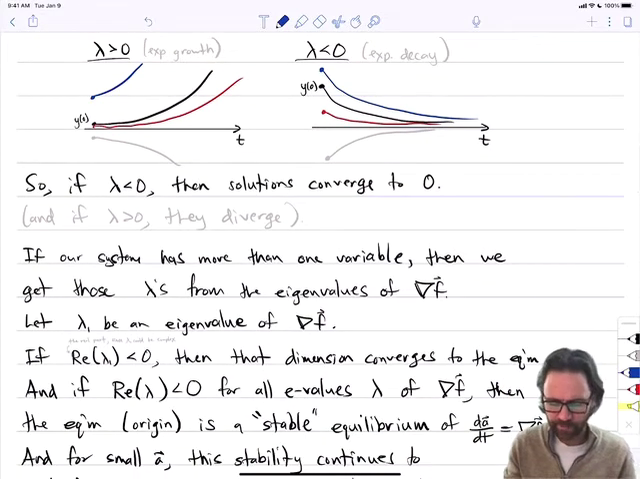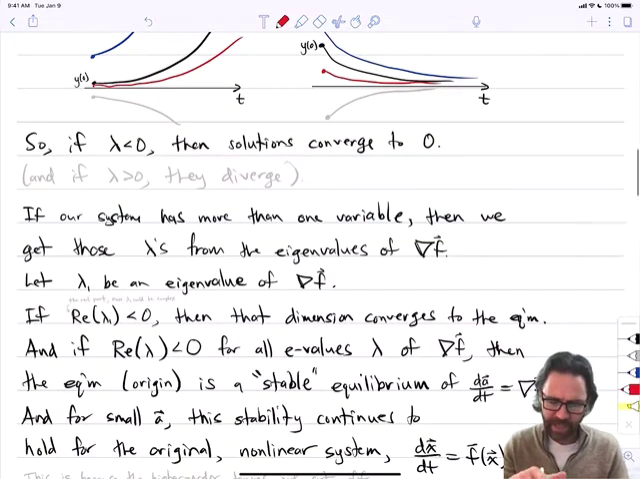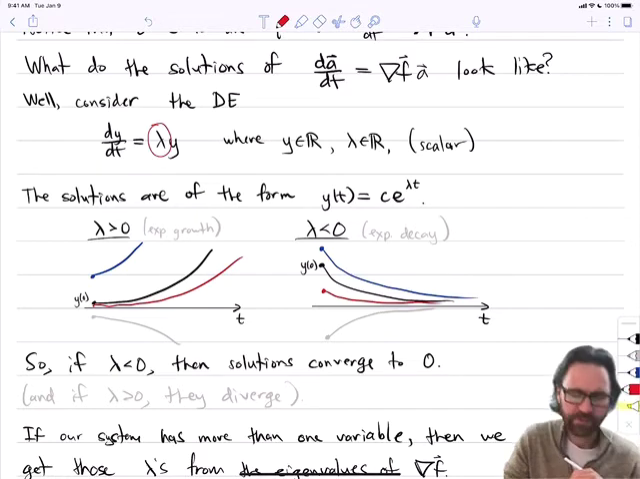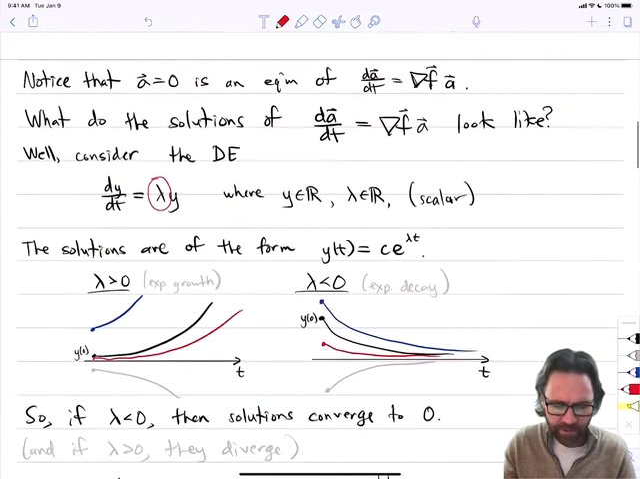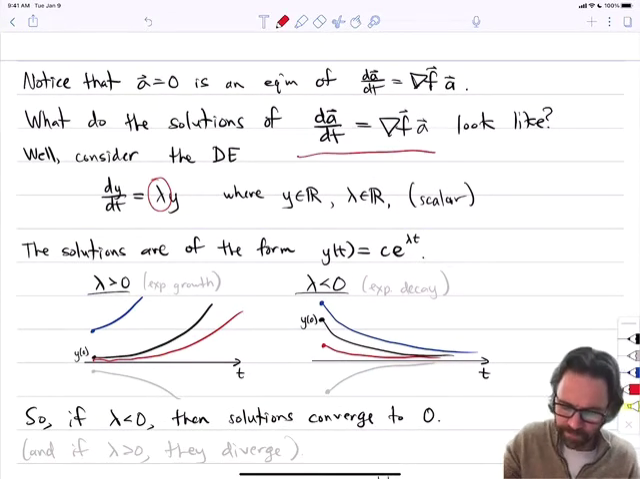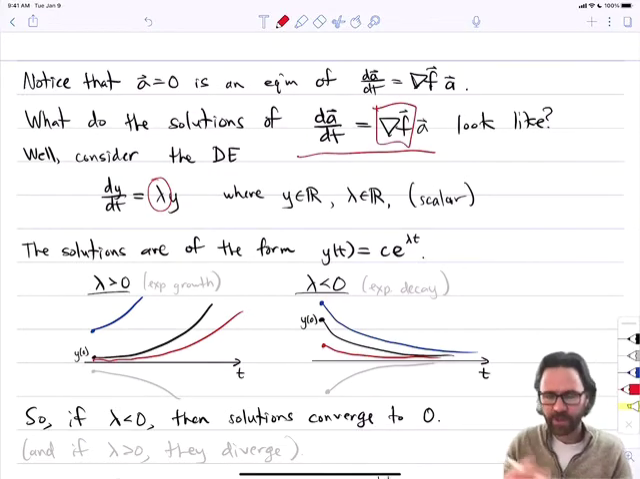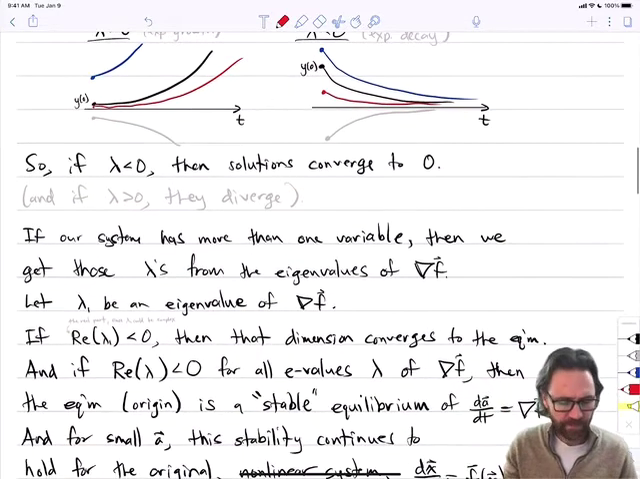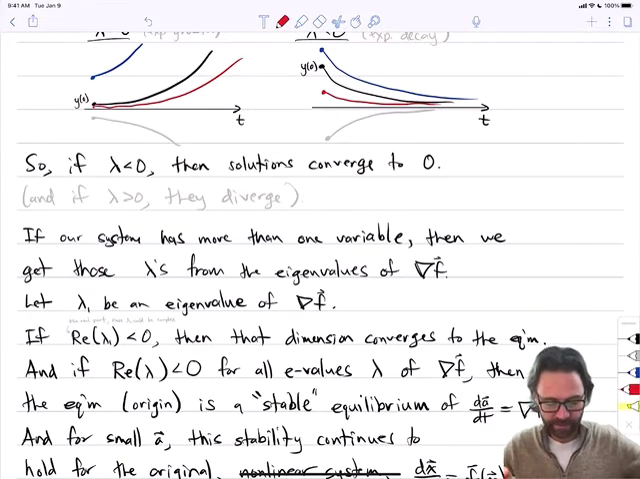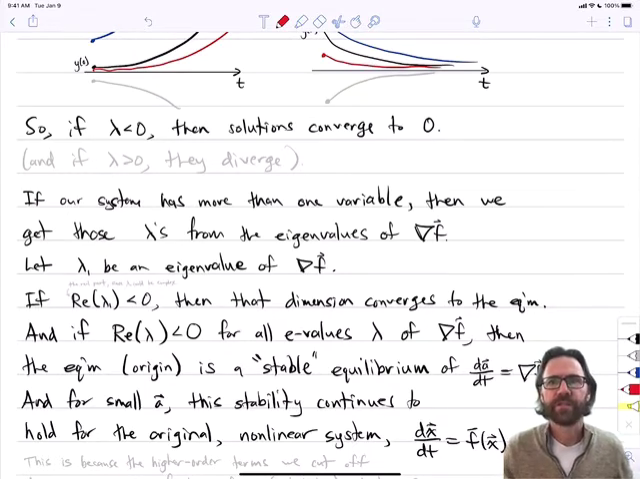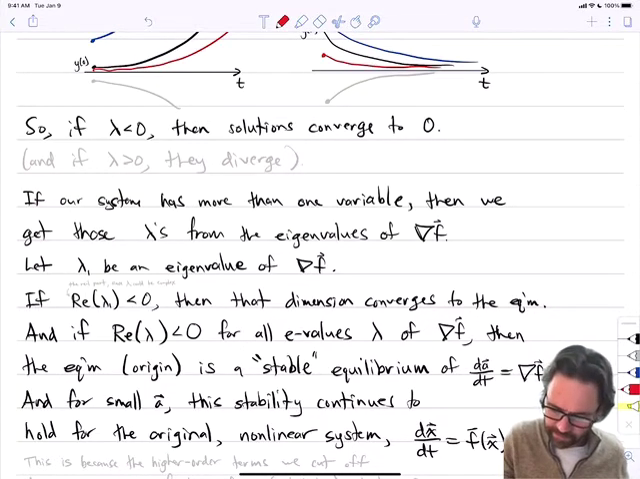So if our system has more than one variable, then we get those lambdas. So this lambda is easy to see here. It was right in our differential equation. Where is that when we've got this whole system of differential equations where this thing is a matrix? Well, those lambdas come from the eigenvalues of the matrix. And so in this case, you just have to trust me on this.